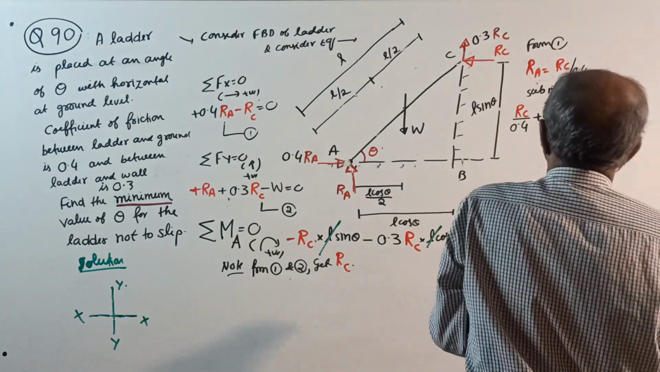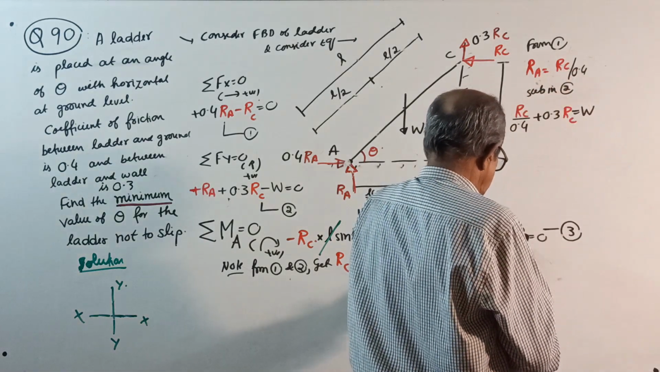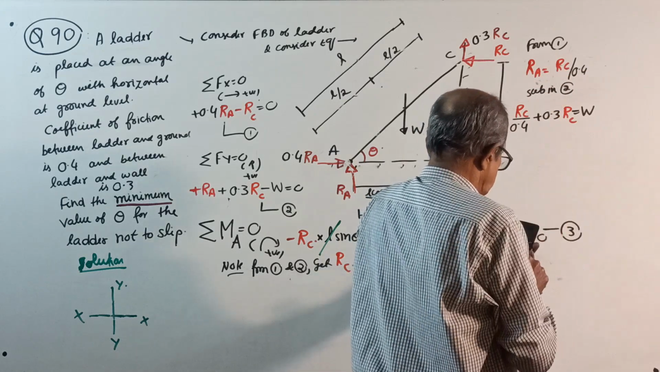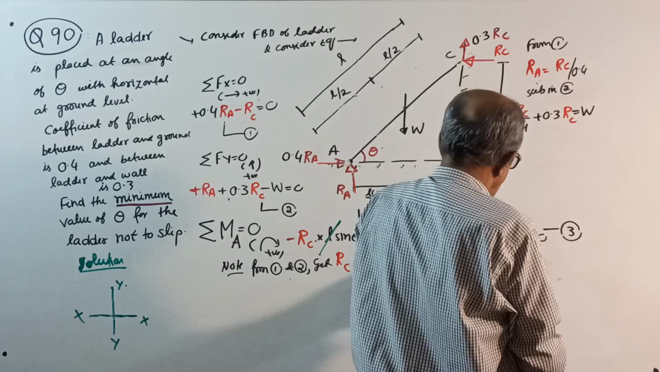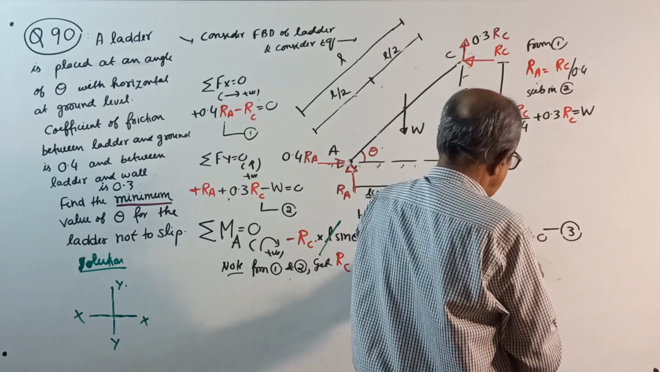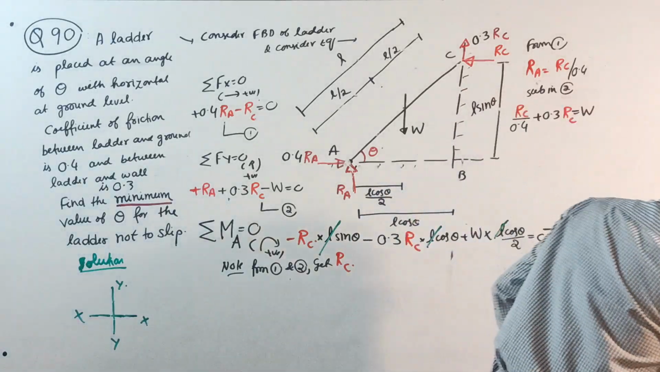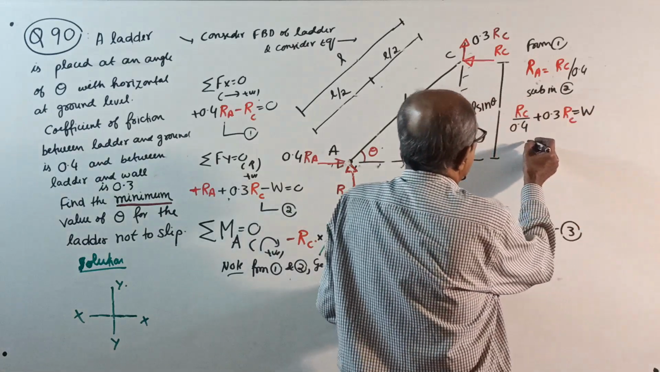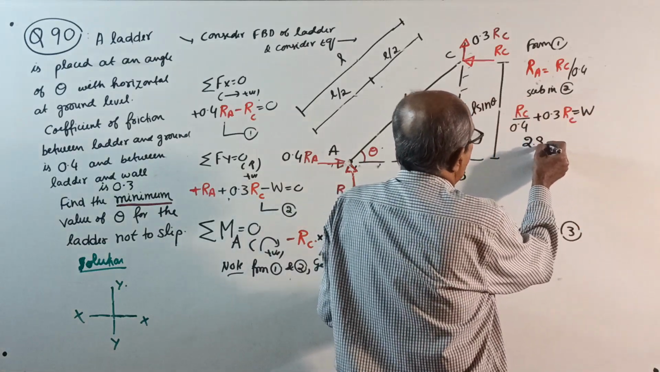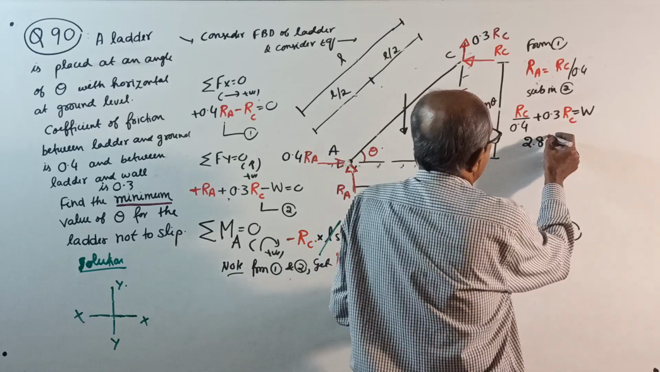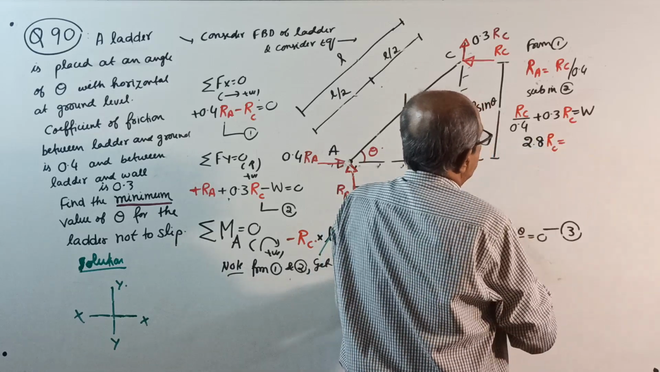Therefore, 1 by 0.4 plus 0.3 equals 15 by 4, that is 2.8. You get 2.8 times RC equal to W.